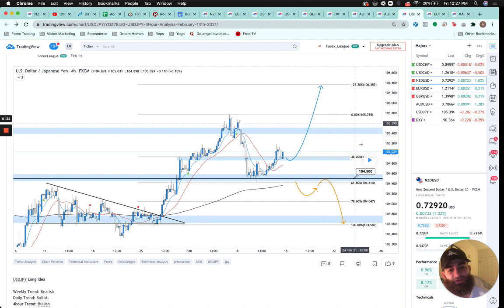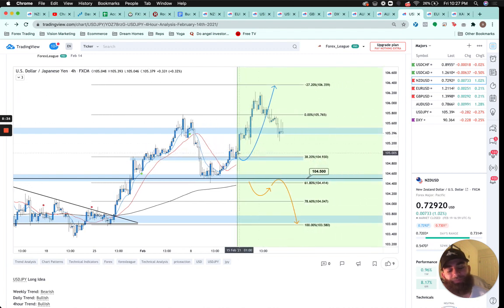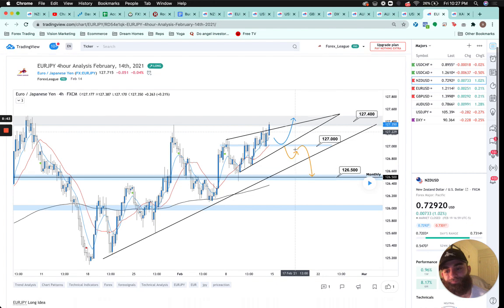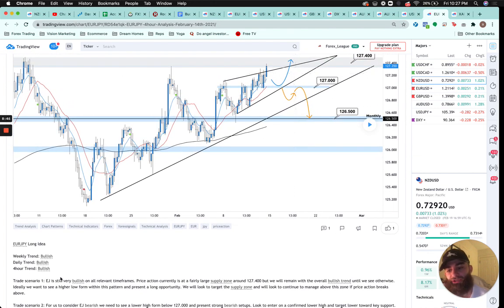So we're looking to enter long on this early in the week, and as you can see, this thing surged to the upside as expected, 130 pips. So that was a good one to take advantage of. Next is EJ, bullish on every time frame.